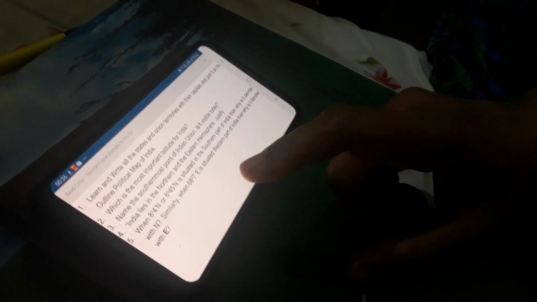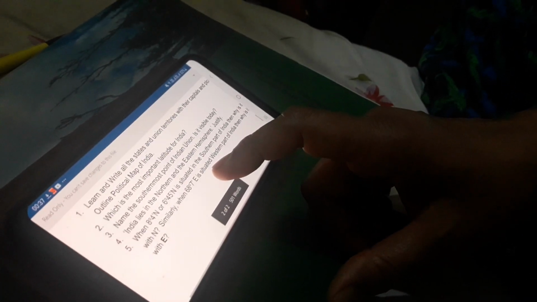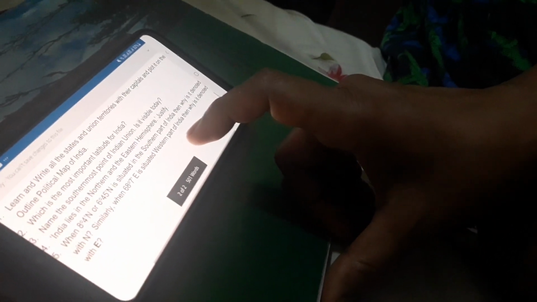Which is the most important latitude for India? Already I repeated many times. Hopefully now you can answer the question. Name the southernmost point of Indian Union. This has also been discussed. India lies in the north and eastern hemisphere. Justify. You have to justify why India's location is in two hemispheres, that is northern and eastern hemisphere.